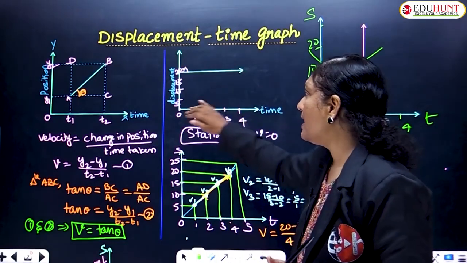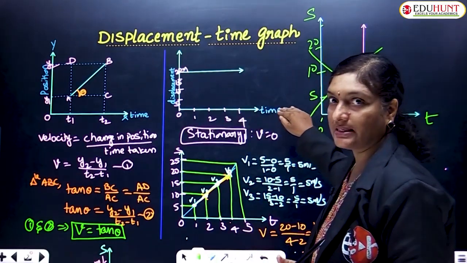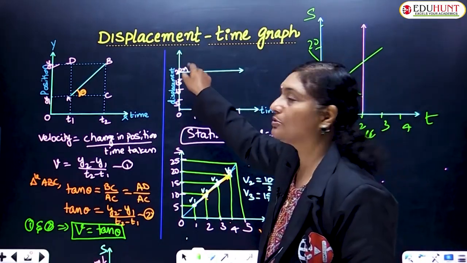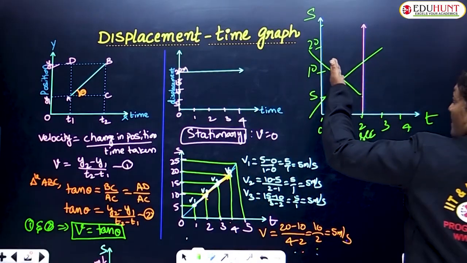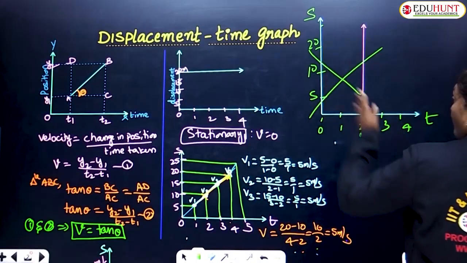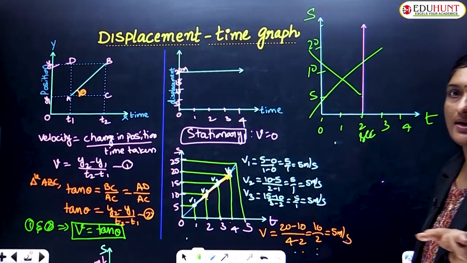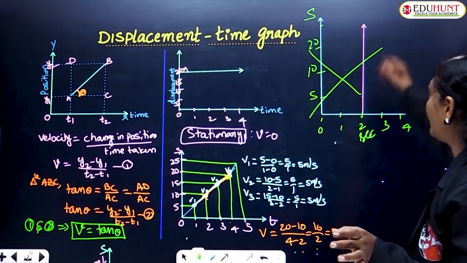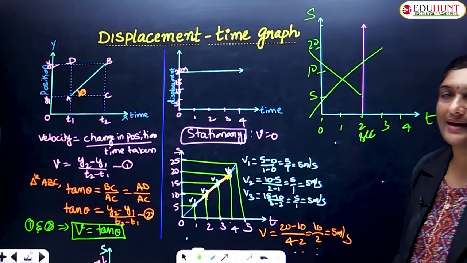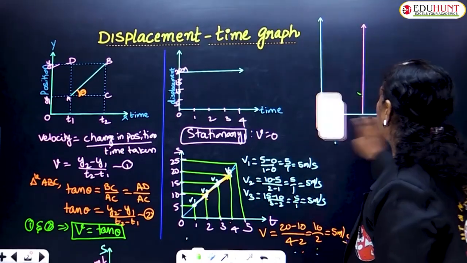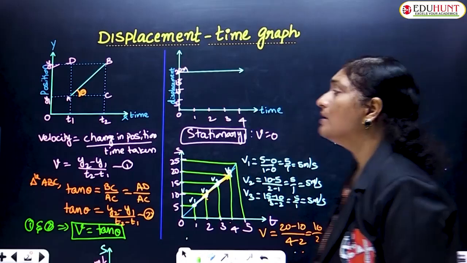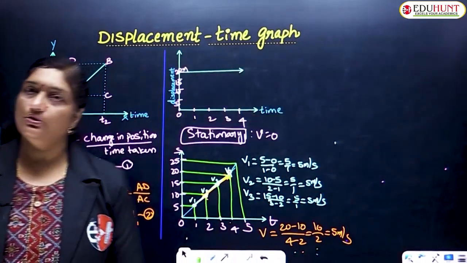What does it indicate? As the time passes, the particle is fixed at some position. But saying the particle's position is changing while the time is fixed is a contradictory statement. Hence, the displacement time graph can never be parallel to the displacement axis. So, just ignore this type, children. Okay. So, based on that, let us try to solve a few numericals.